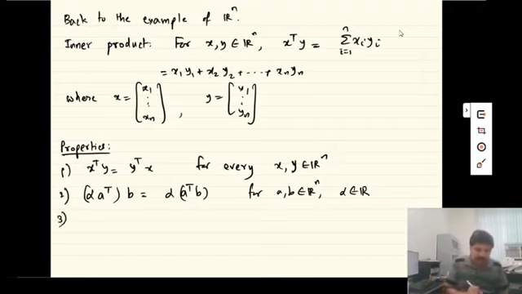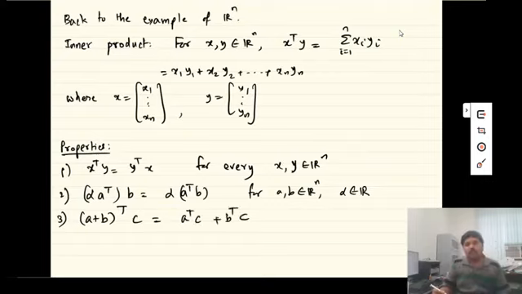And the third one is distribution. What is the distribution? Distribution is (A plus B) transpose C equals A transpose C plus B transpose C. This is how the inner product distributes over addition. Okay, the inner product distributes over vector addition. So that's the property. These are the three important properties of inner product.